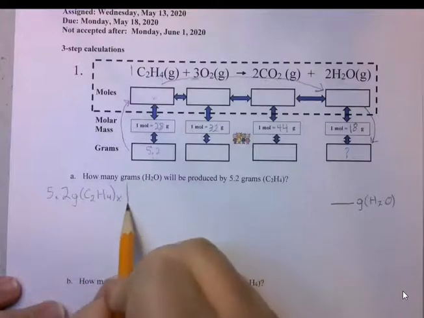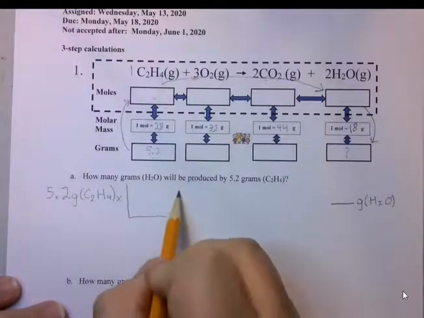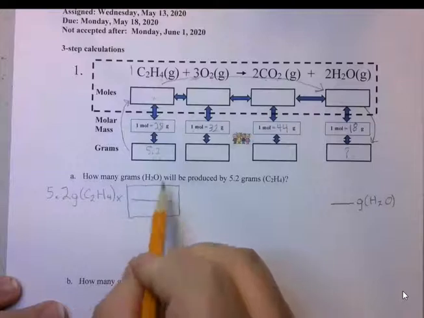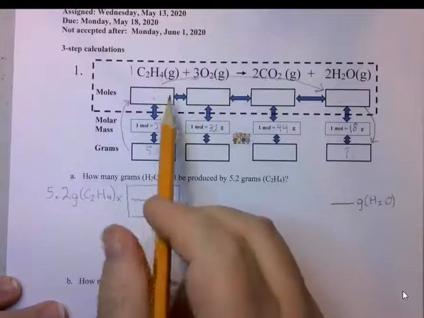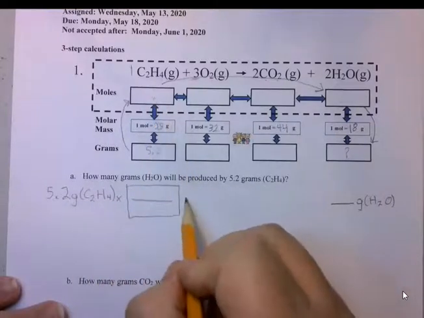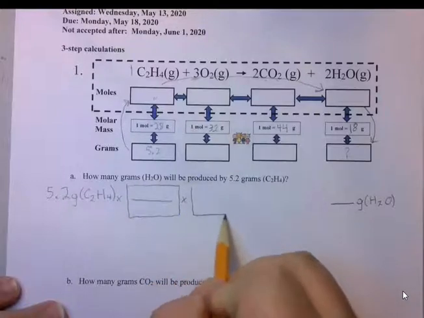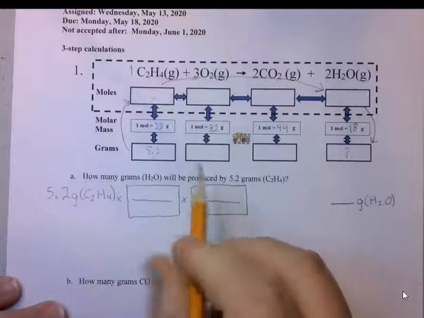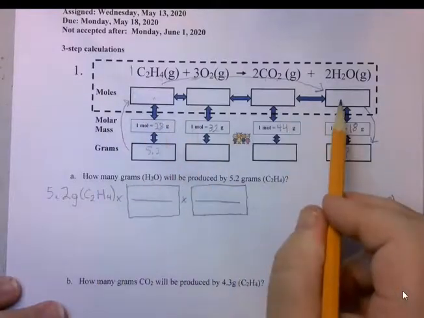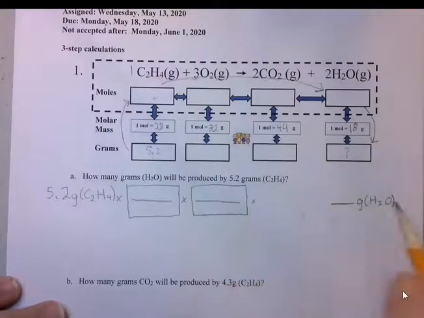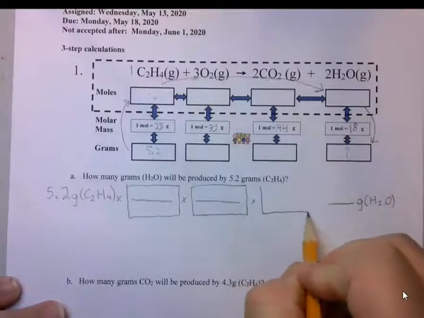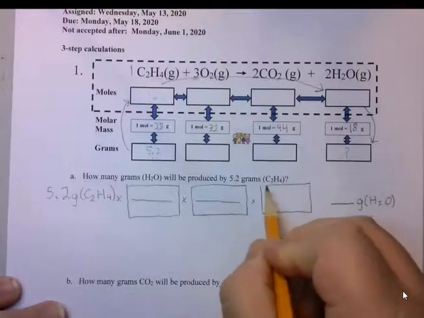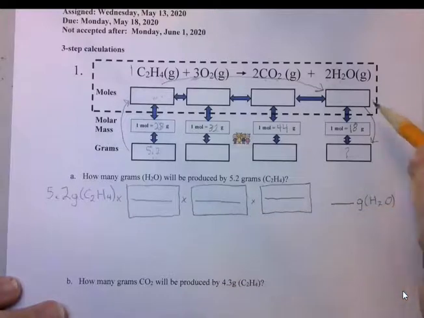And then I'm going to need 3 conversions. The first one going from grams of C2H4 to moles of C2H4. The second one going from moles of C2H4 to moles of H2O. And the third one going from moles of H2O to grams of H2O.